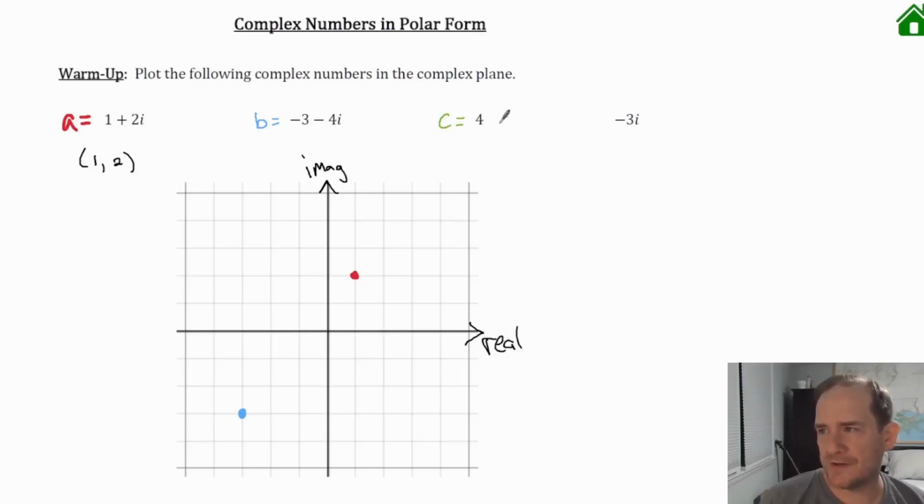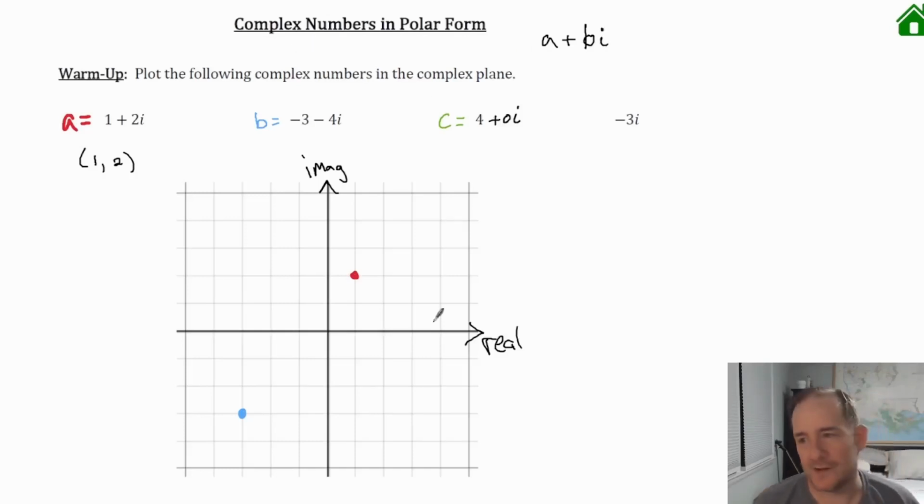C equals 4 is all real. It's only a real part, but that still makes it a complex number, even if you had that plus 0i. So we're still a complex number, even if we're purely real. So to plot this, you would just go 4 to the right on the x-axis.